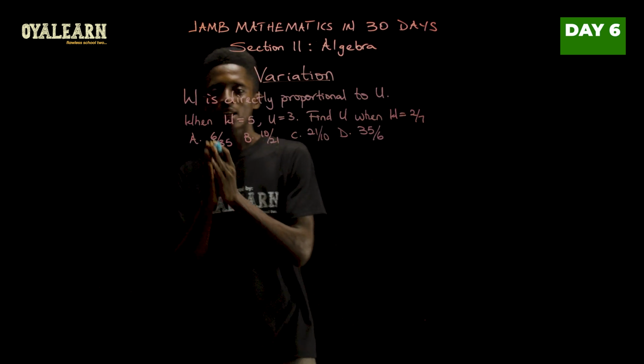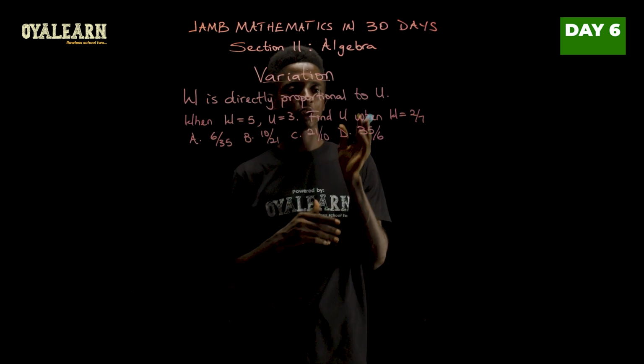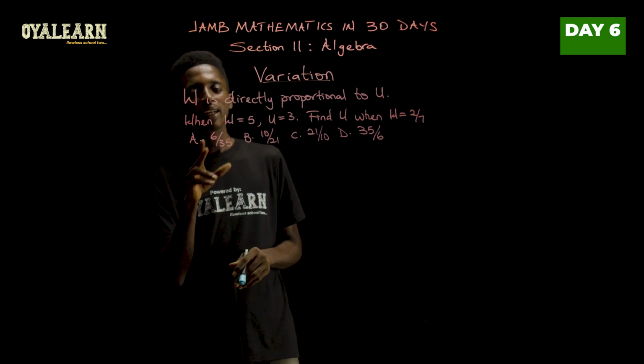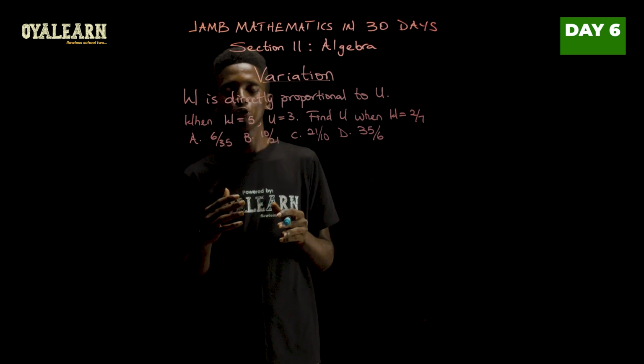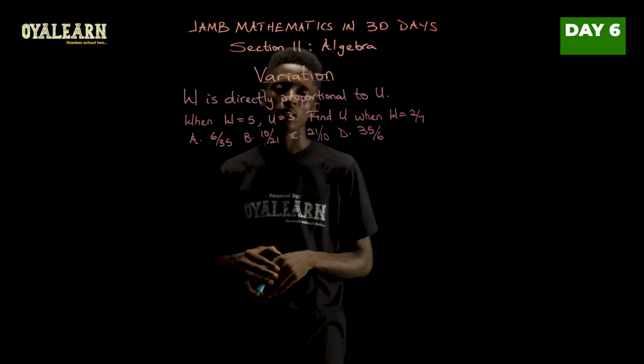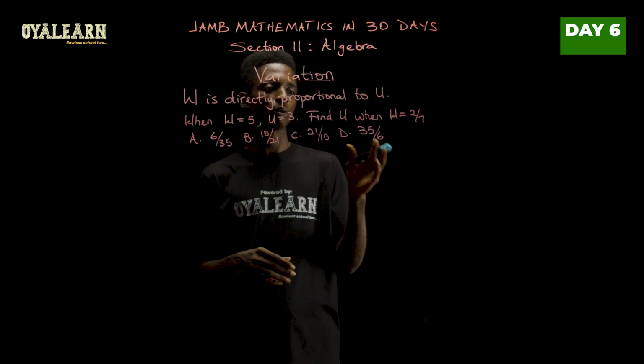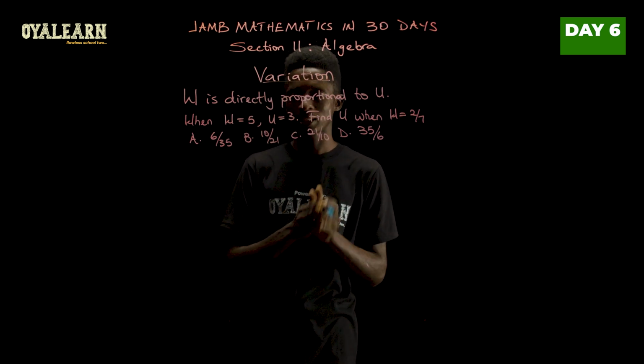This question says, W is directly proportional to U. And when W equals 5, U is 3. Find U when W equals 2 over 7.